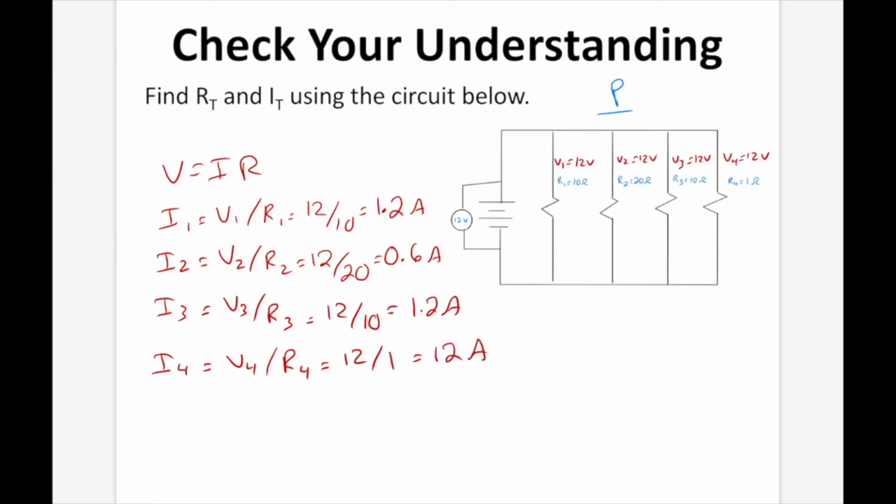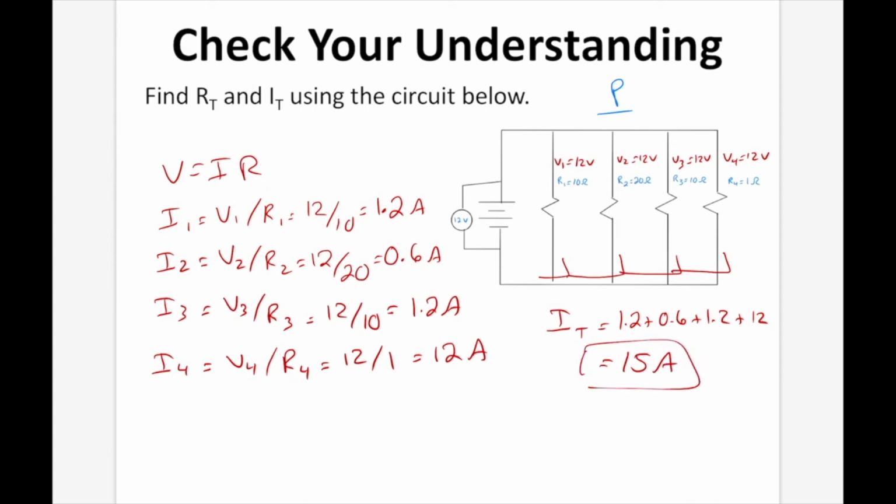So now we need to find IT. Since it's a parallel circuit, we take the current from here, add it to that one, that one, and that one. They're all going to add together. So IT is 1.2 plus 0.6 plus 1.2 plus 12, and that's going to equal 15 amps. So that's the first answer.